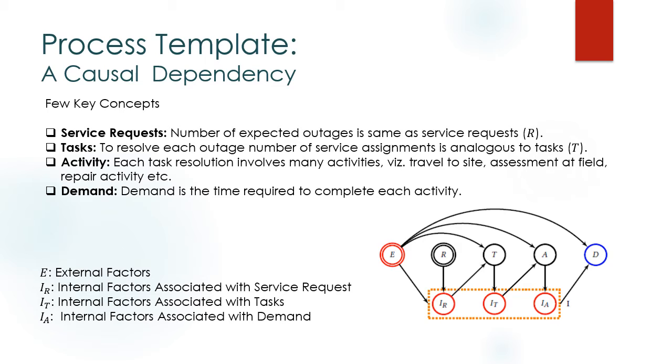As an example, task type, namely assessment or repair work, mode of transportation to the site, and electrical devices associated with the power failure are examples of internal factors. It must be noted, internal factors can be associated with a service request, task, or activity. The causal dependencies that restrict factors influence order, as shown in the figure.